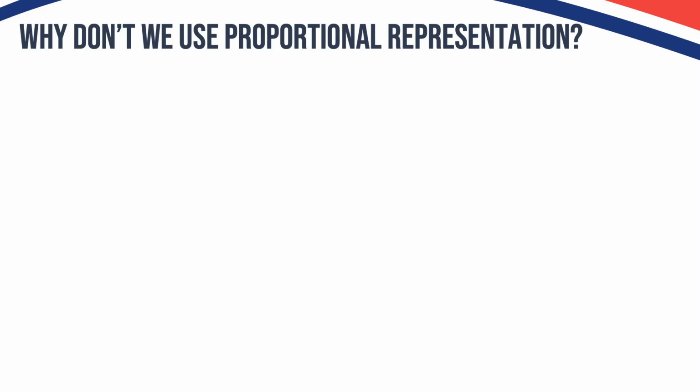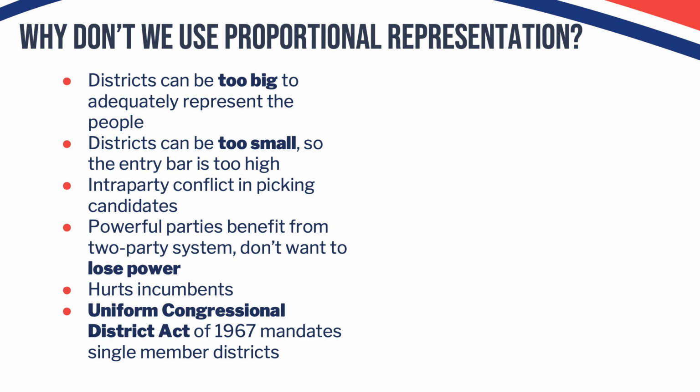So if it's so great, why don't we use proportional representation? Well, there are some technical issues that you can run into. One, if districts are too big, then there's too many people that the representatives are trying to represent, and they can't adequately represent the people. On the other hand, if districts are too small and you have too few winners from each district, the entry bar to win is too high. And you kind of run into similar problems as you do with plurality and single member districts.